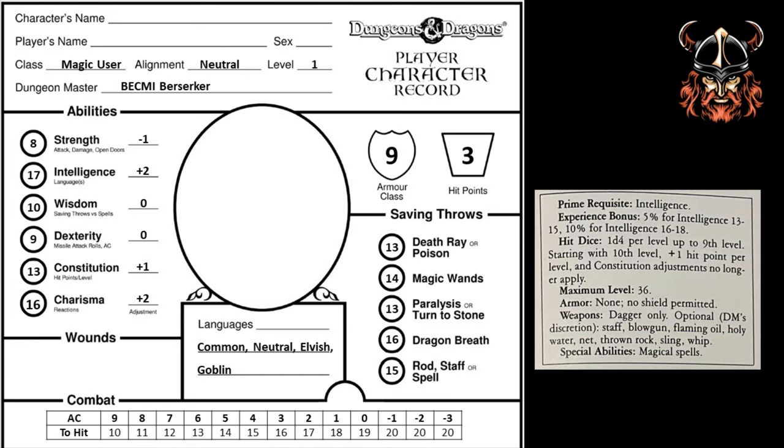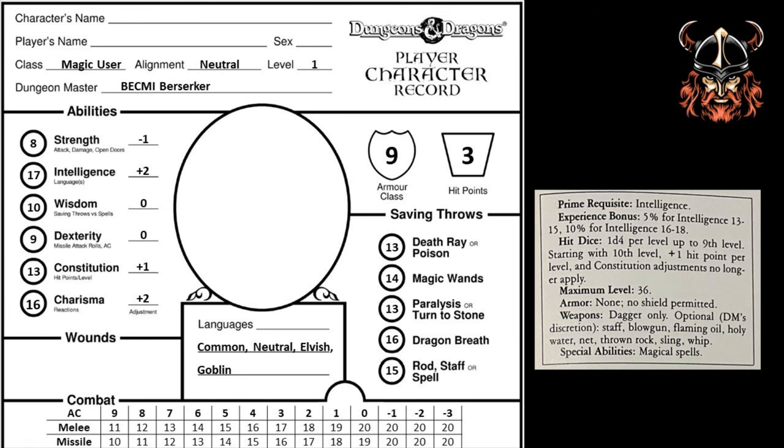Okay, so my magic user is almost there in terms of the front half of this sheet. The combat section at the bottom is the same for all character classes and just relates to the number needed to hit a particular armor class. But my magic user has a -1 strength adjustment to hit in melee combat. Let's amend this hit roll table to account for this.